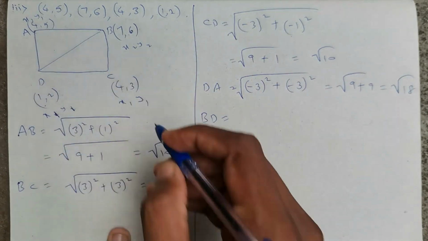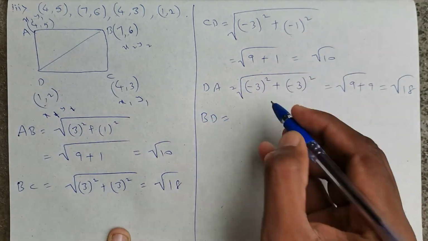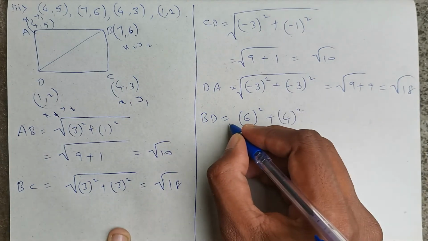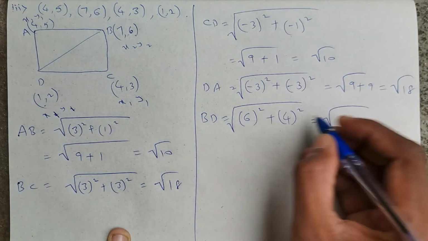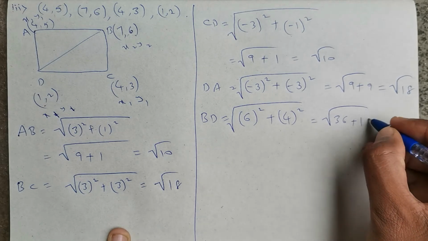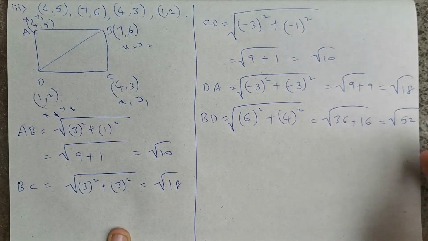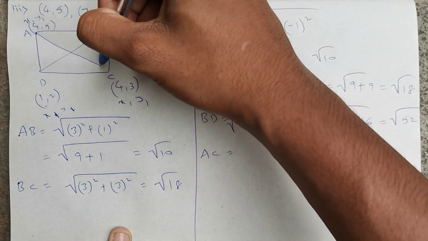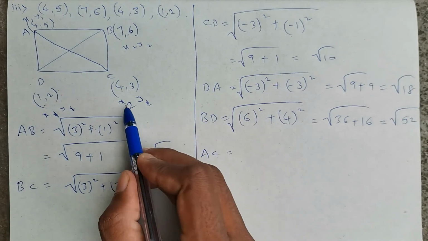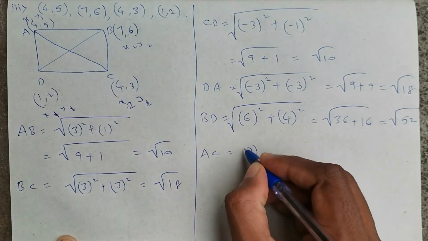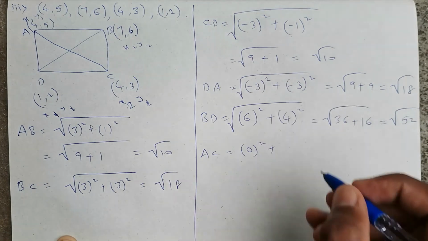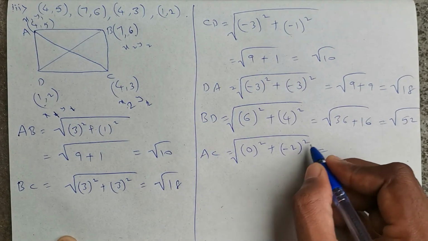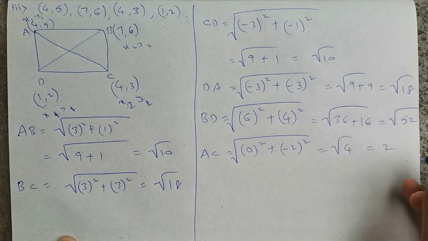This I am taking as x1, y1. 7 minus 1, 6 square, plus 6 minus 2, 4 square, is equal to under root 6 square 36 plus 4 square 16, is equal to under root 52. The same way AC distance also I am finding. This I am taking as x2, y2. x2 minus x1, 4 minus 4, 0 square, plus 3 minus 5, minus 2 square. Here 0 square is 0, minus 2 square is 4. Under root 4 is nothing but 2.